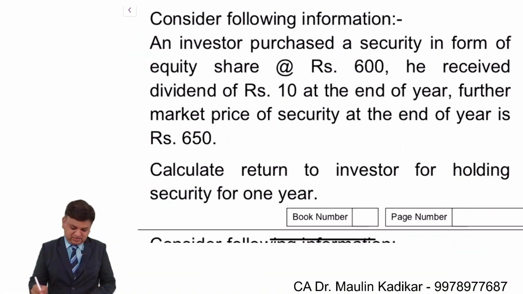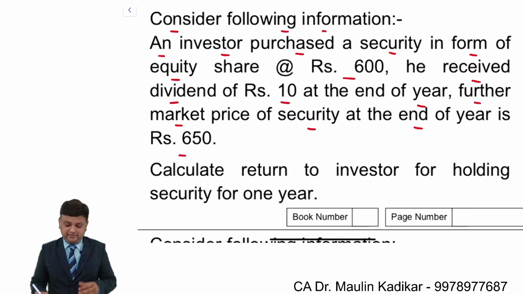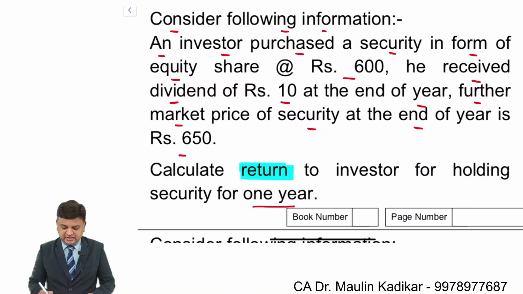So, next question. Consider the following information. An investor purchased a security in the form of equity share at the rate of 600. He received a dividend of rupees 10 at the end of the year. Further, the market price of the equity share at the end of the year is 650. The question says to calculate the return to the investor for holding the security for 1 year.